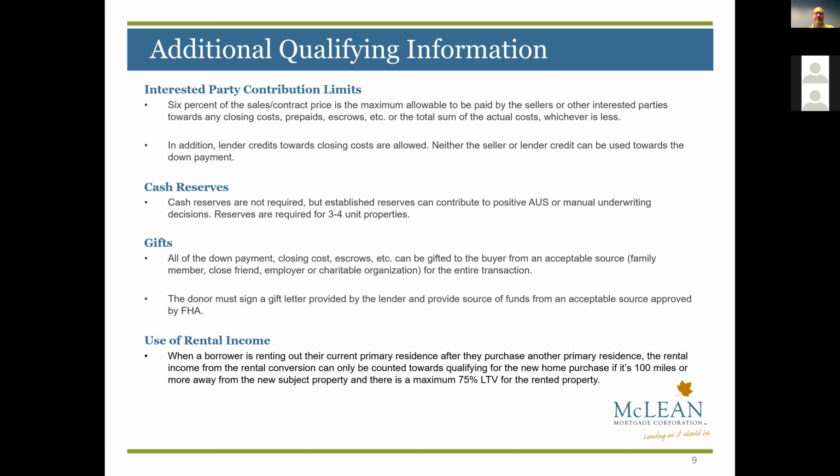Use of rental income, you can use that on multi-units, but you can't use that on primaries. And if you're buying a new home with an FHA loan, and your departing residence you want to convert to a rental, we can't use the income. With FHA, they're very restrictive with this. You can't use income from the departing residence to offset the new home. Only with FHA. With the other loan types, you certainly can.